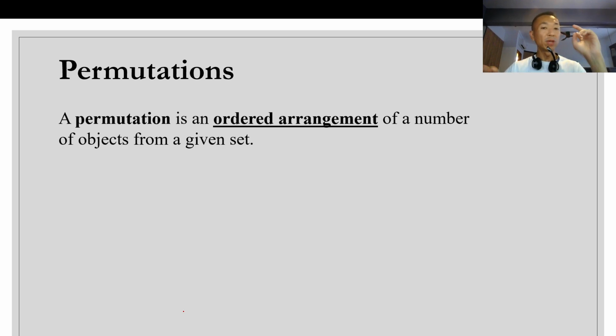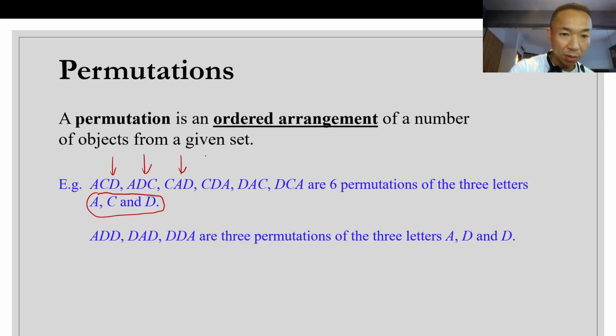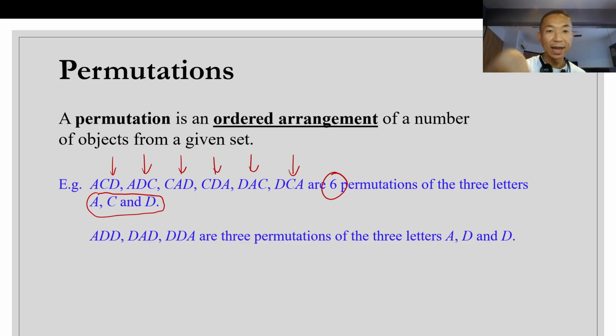Let's talk about permutations. A permutation is essentially an ordered arrangement of a number of objects. Now, let me give you an example. What if I have three letters A, C, and D, and I want to order them around? These are the 1, 2, 3, 4, 5, 6. 6 possible ways that I can order these three different letters A, C, D. So you count, you exhaust them, you list them, the answer is 6.